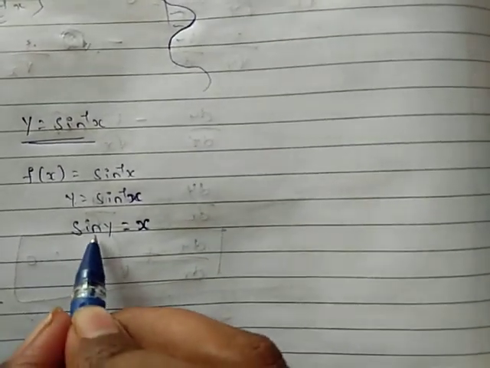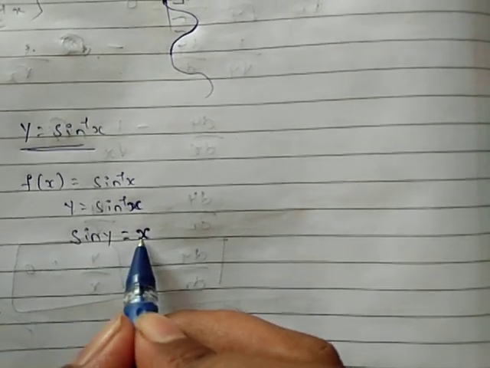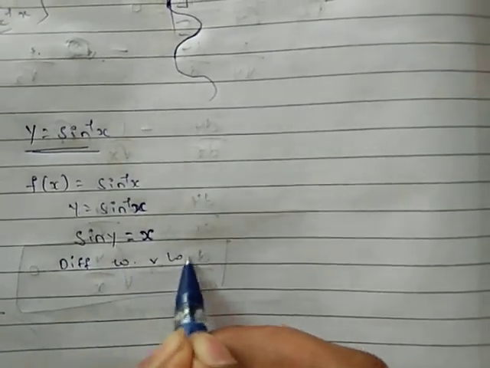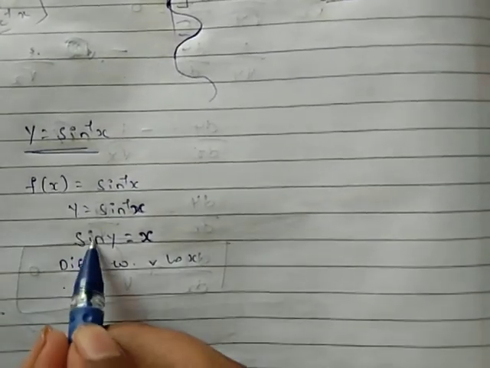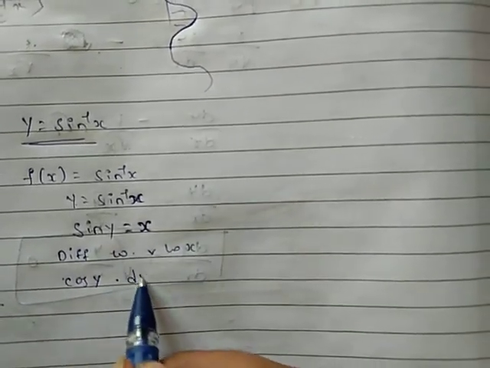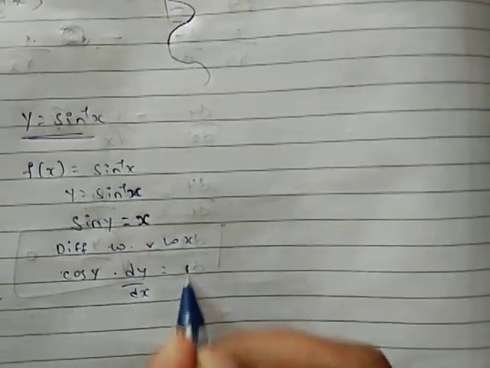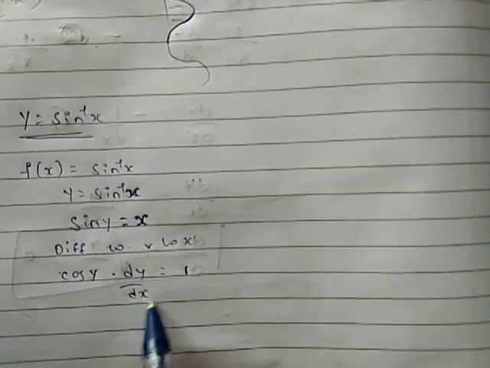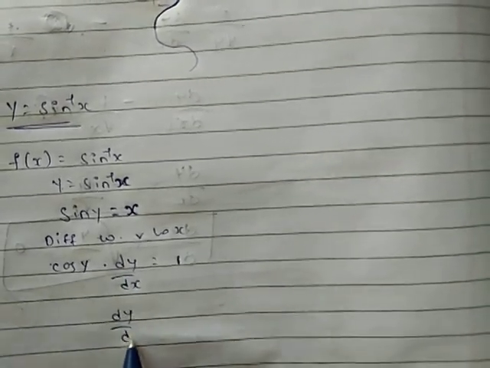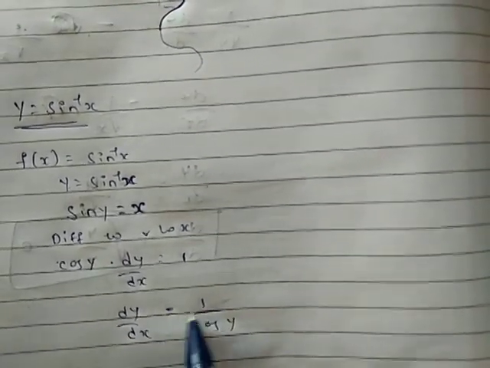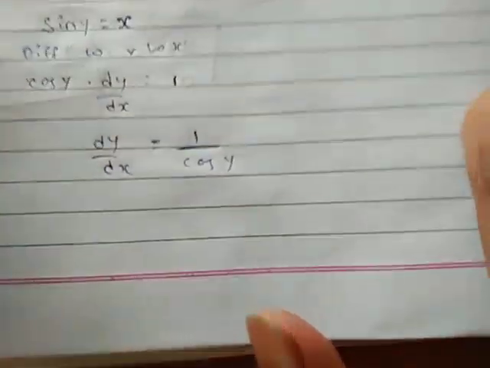Now we know the derivative of sin y, and we know the derivative of x. So, differentiate with respect to x here. Differentiation of sin y is cos y times dy by dx, and the differentiation of x with respect to x is nothing but 1. So, we need only dy by dx here. So, dy by dx is equal to 1 divided by cos y.